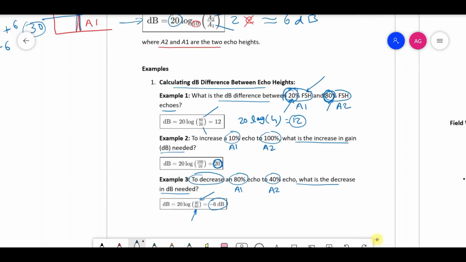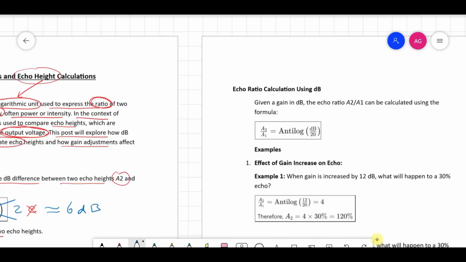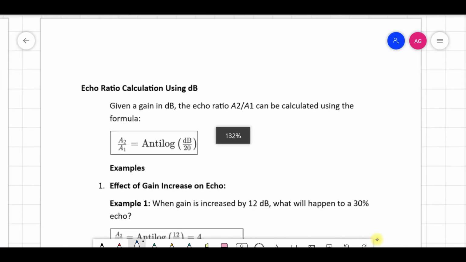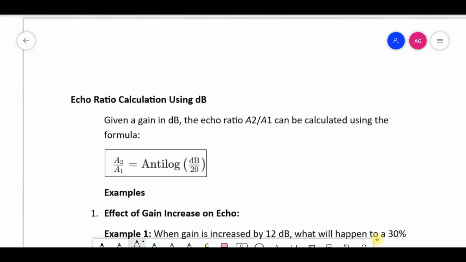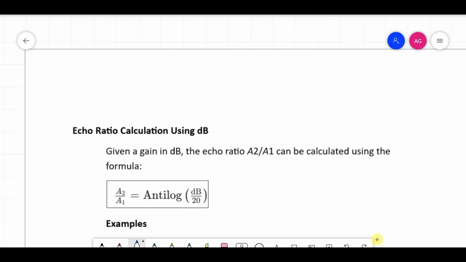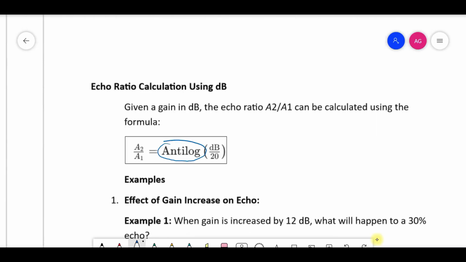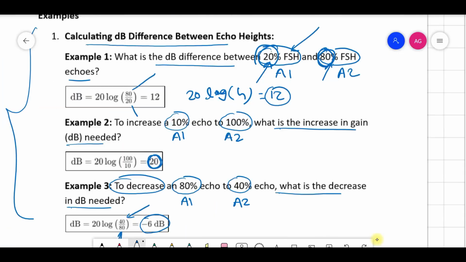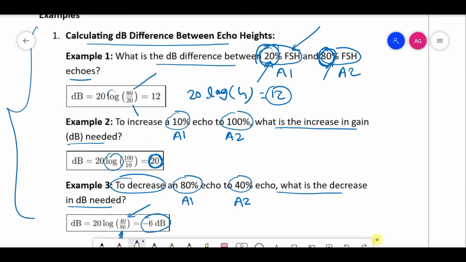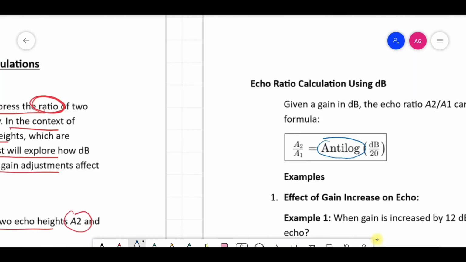This is a very easy example. However, if I talk to you about a little more difficult example, then many people face problem in calculating the echo ratio, and for this you have to take the antilog, right? The calculation we did here, you had to take log directly. You have the option of log directly available.